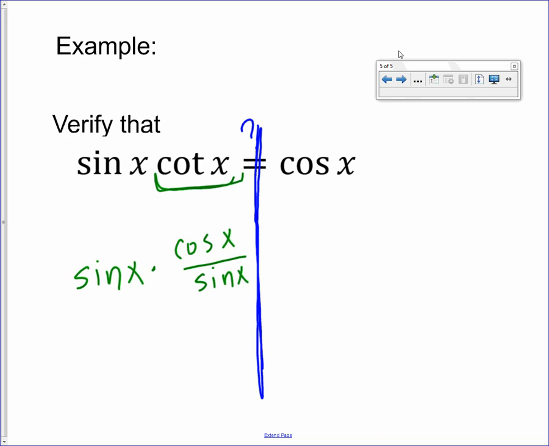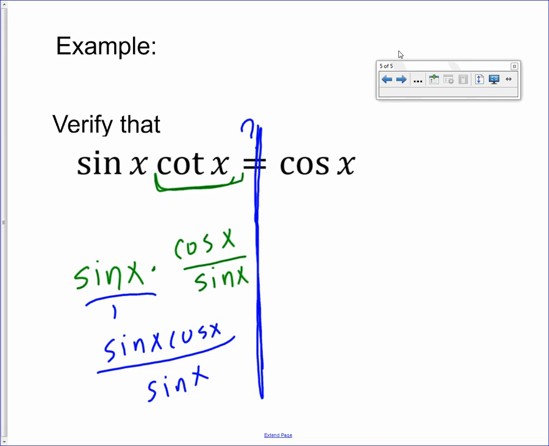And then I'm going to say, oh, I can simplify that. Think of sine x as being over 1, and I can multiply these. So I can multiply sine x times cosine x in the numerator, and in the denominator 1 times sine x. That's just sine x.